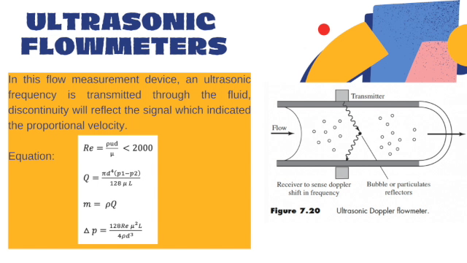Ultrasonic flow meter. The ultrasonic flow meter is a measurement device in which an ultrasonic frequency is transmitted through the fluid. Discontinuity in the fluid will reflect the signal, which will indicate the proportional velocity. For this, we will use the equation shown, where the Reynolds number should be smaller than 2000. After that, the flow and the mass rate can be calculated.